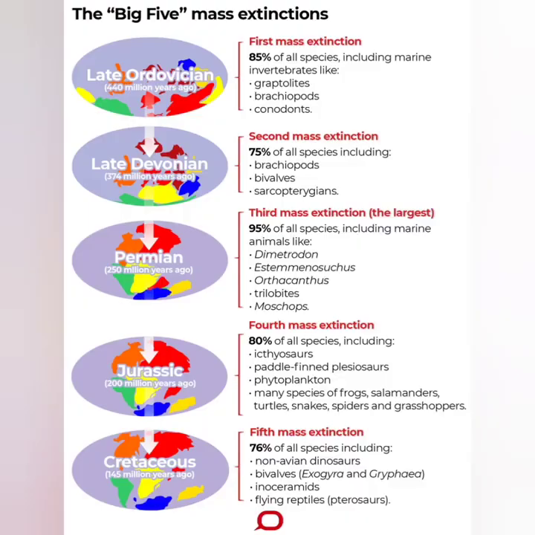The big 5 mass extinctions are the biggest disasters in the history of Earth. The first mass extinction was in the late Ordovician, the second in the late Devonian, the third in the Permian, the fourth in the Jurassic, and the fifth in the Cretaceous period. The next major event was the major glaciation, which caused global cooling and decrease in sea level.